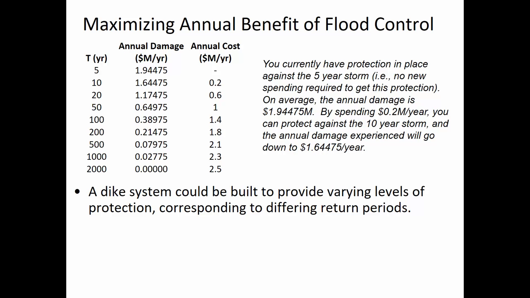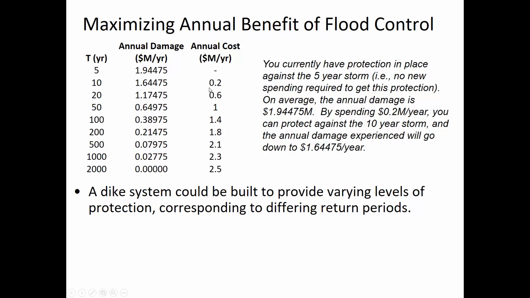So that is the amount of damage that comes to us from all of the storms that are larger than the 5-year storm. Remember that even if you provide protection against the 5-year storm, you're still threatened by the 10, the 25, the 50, and all of those other big ones. And so what this annual damage represents is all of the storms that are larger than the row that you're on. Since we already have 5-year protection, it costs you nothing to get it because it's already owned.